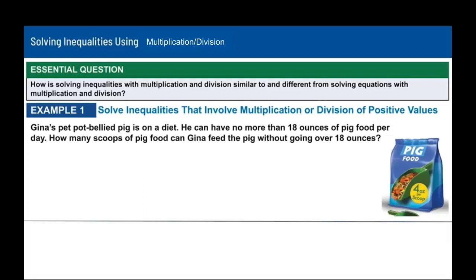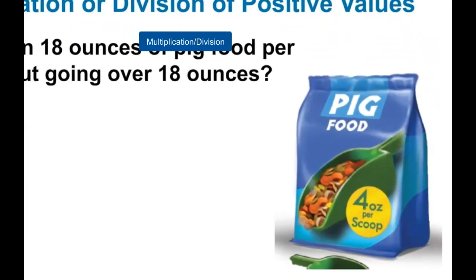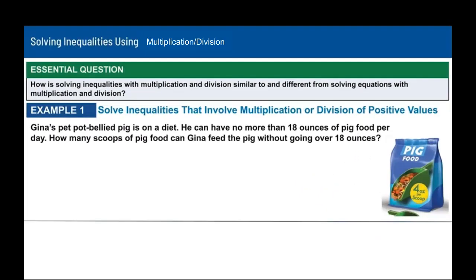Here we have Gina's pet pot-bellied pig is on a diet. He can have no more than 18 ounces of pig food per day. How many scoops of pig food can Gina feed the pig without going over 18 ounces? And we can see on the bag here that there are 4 ounces per scoop. So, we want to know how many scoops.